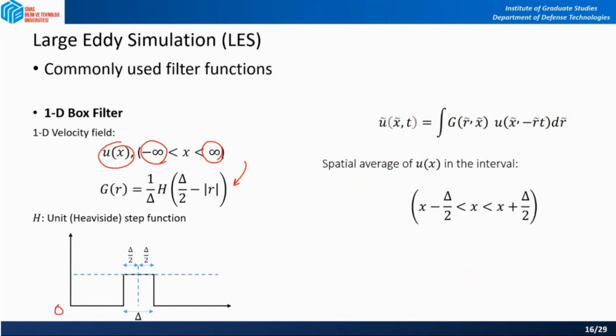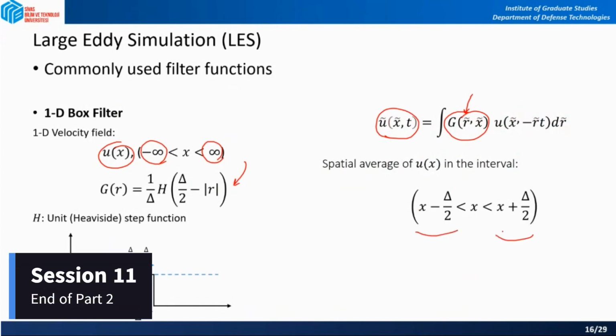So you take this filter and put it in the equation that we just showed before. You put the box filter in this equation, and you will find the filtered field. You will find this u tilde, and it will give you the spatial average in the interval of x minus delta over 2 to x plus delta over 2.